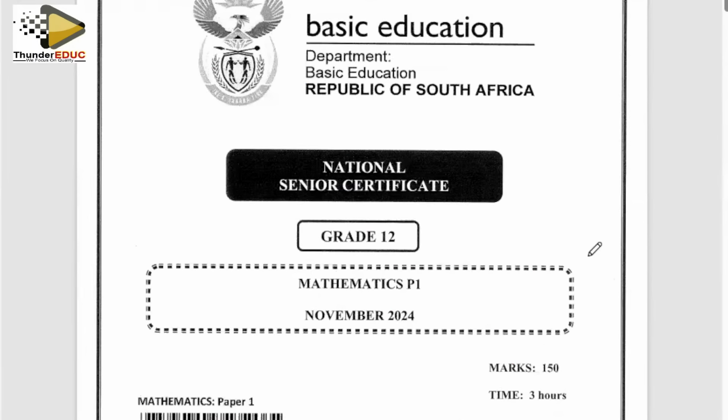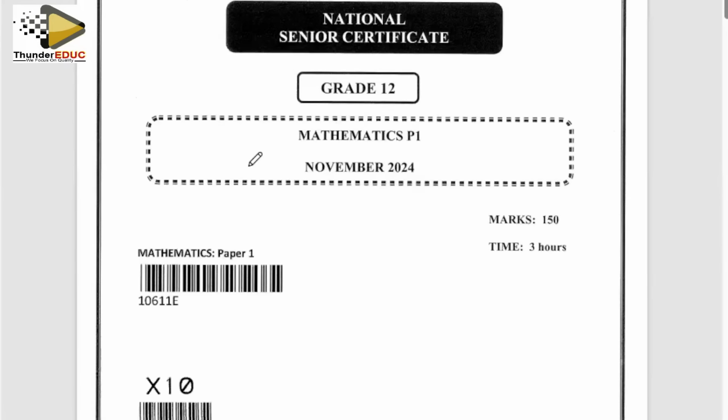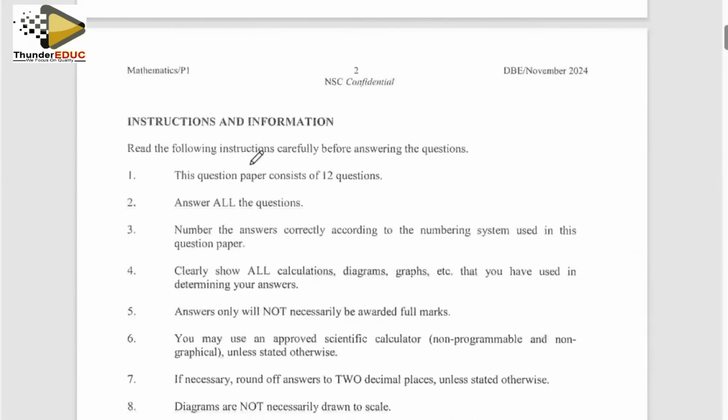Welcome to yet another session where we shall be looking at the proposed memorandum of the grade 12 mathematics paper 1 for November 2024. Okay, so the paper was out of 150, 3 hours was the duration of the paper. And then looking at the instructions, this time we have 12 questions. Okay, all questions are compulsory.